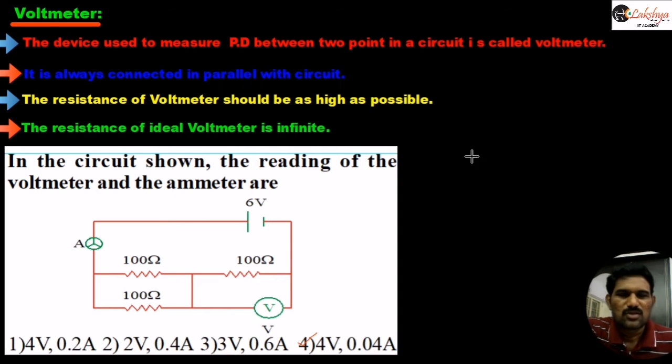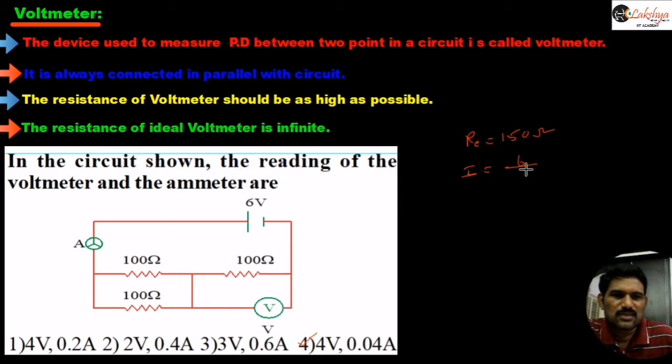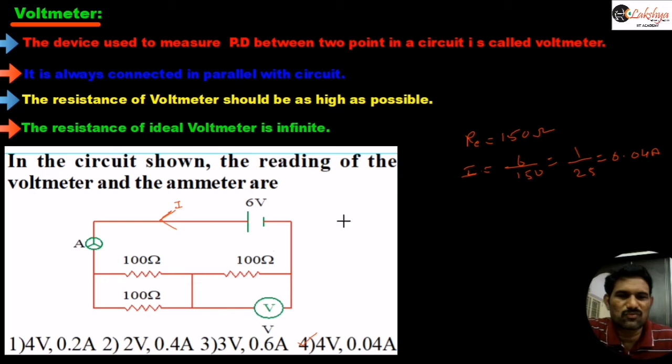So that means now for this circuit, R effective can be written as 150 ohms. And therefore the current passing through the circuit we can write as 6 by 150. So 6 by 150 means 1 by 25, which is nothing but 0.04 amperes. This is the current passing through here, which is nothing but the reading of this ammeter. So the current passing here is 0.04, and that is the reading of this ammeter.